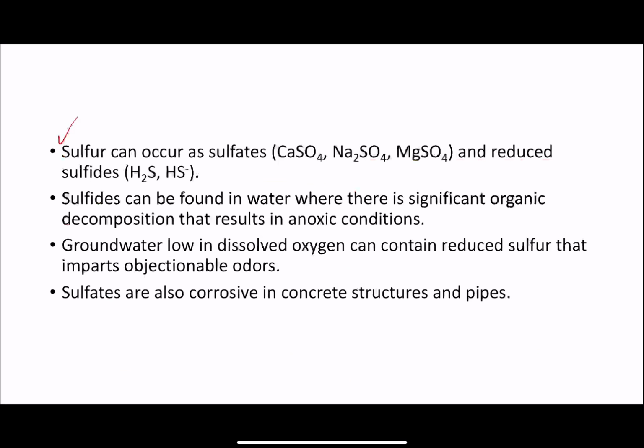Sulfur also can occur as sulfates, CaSO4, Na2SO4, and MgSO4, and reduced sulfide, H2S and HS-. Of course, sulfide can be found in water where there is significant organic decomposition that results in anoxic conditions. We'll be talking about oxic conditions once we come to wastewater treatment. Groundwater low in dissolved oxygen can contain reduced sulfur that imparts objectionable odors. And also sulfates are corrosive to concrete structures and pipes. You can see most of the pipes underground; if the water has sulfate, all these pipes will corrode.